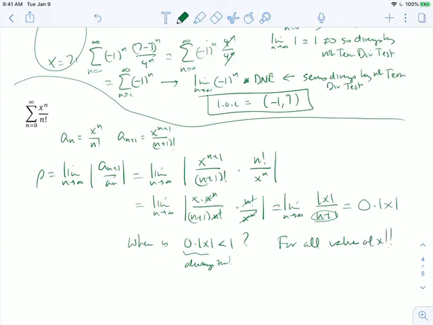And so there are no endpoints to check this time. We just get to say that the interval of convergence is the set of all real numbers. It goes from minus infinity to infinity. We will explore this series in much more detail when we get to section 10.8 in our text. So we look forward to that.